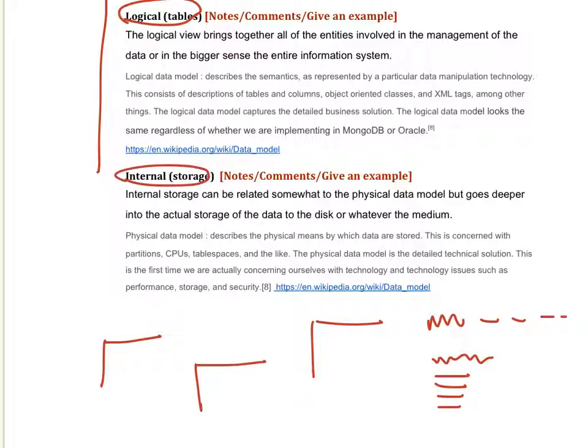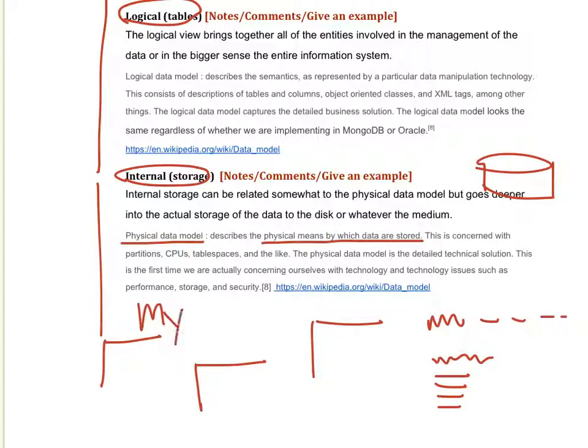The internal storage, again, where it's going to store it. Obviously you have to know, on the current machine where the app is and so forth, but that's the physical data model. It describes the physical means by which data is stored, and in our case, MySQL is taking care of that. And later on we'll learn we can manipulate that somewhat ourselves too.